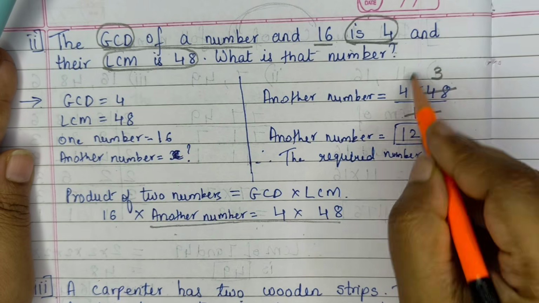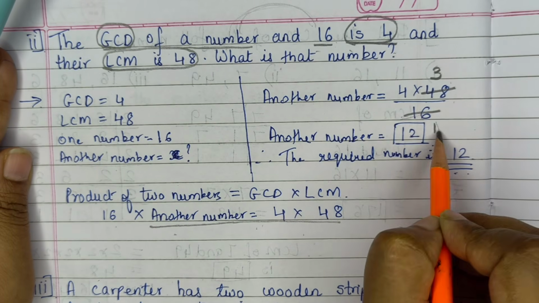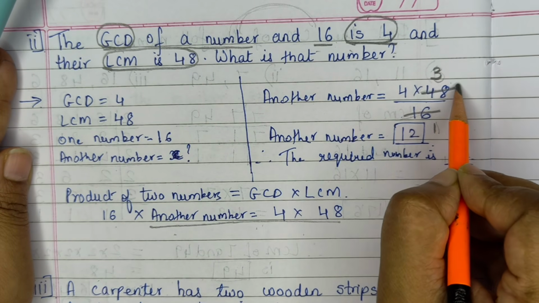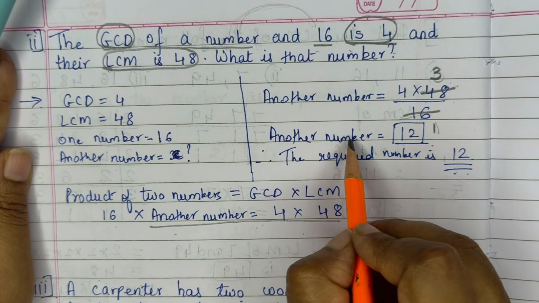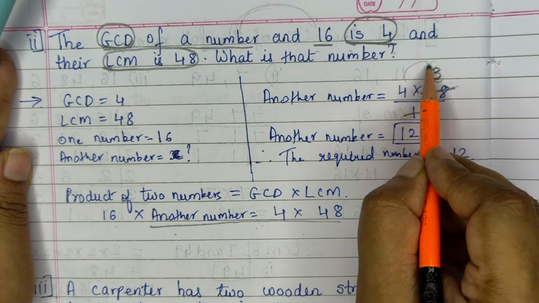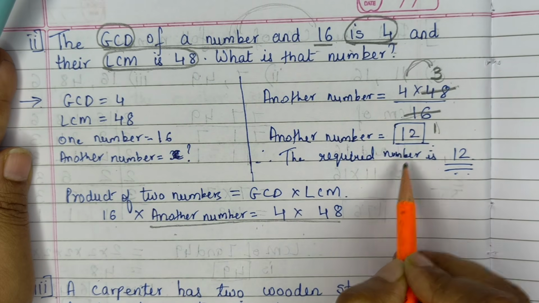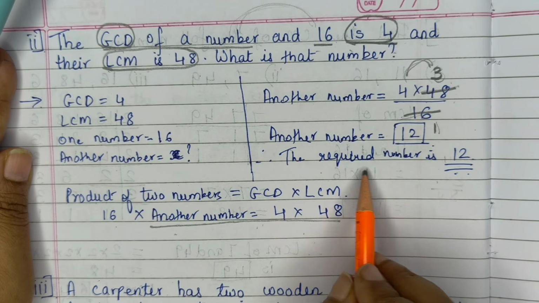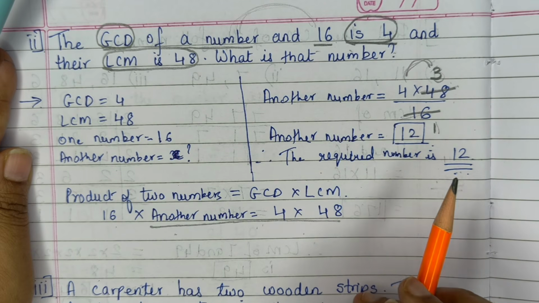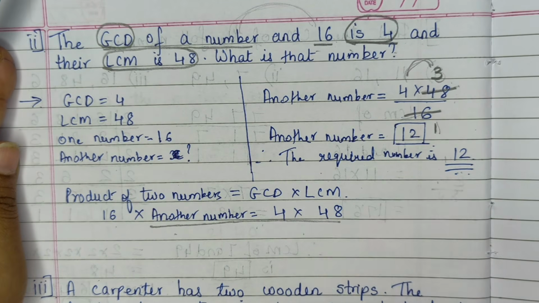Then I told you how to reduce it. 16 ones are 16, 16 threes are 48. So what was remaining? 4 threes are 12. So understood how we got 12 over here? So the other number is 12. The required number is 12. Understood?